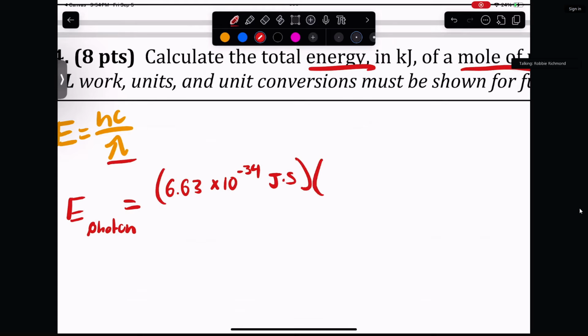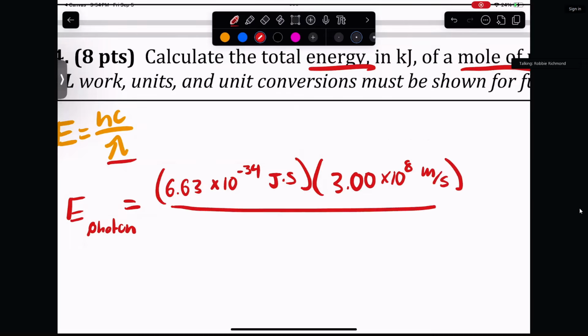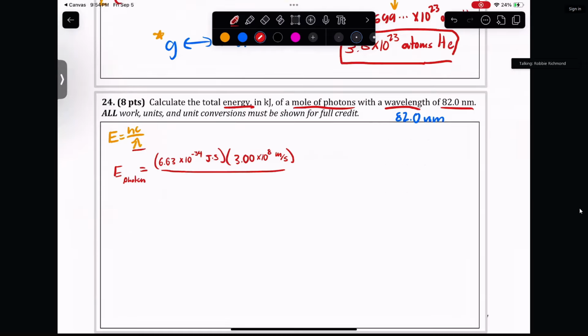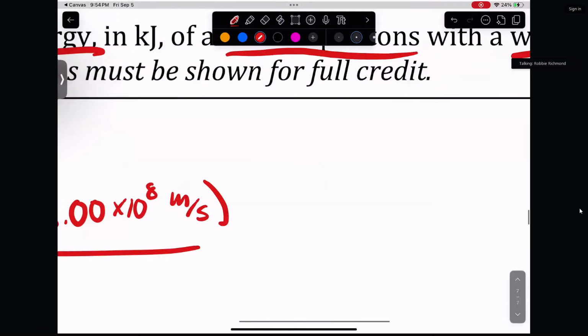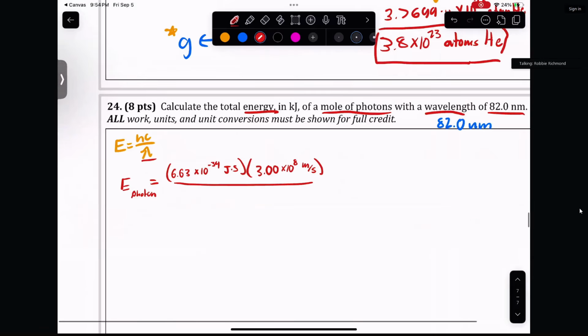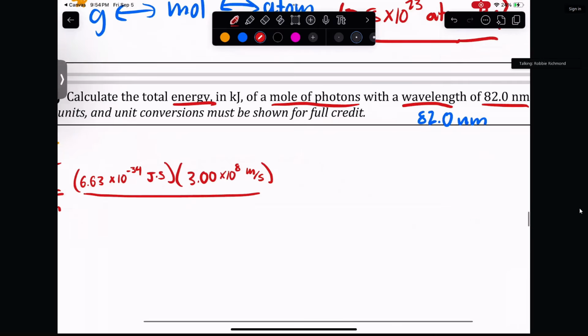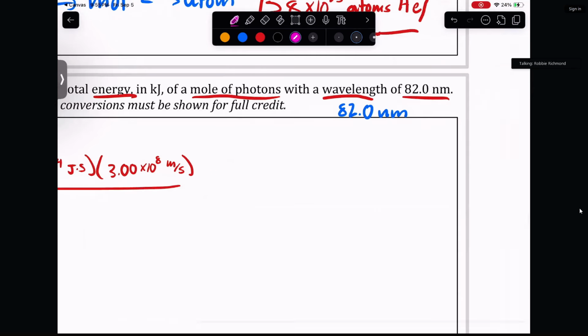Cool. Now we have the speed of light, 3.00 times 10 to the 8th meters per second, all over wavelength. Now, look at this: nanometers, meters. Convert this into meters, please, because if you just throw in 82 nanometers, the units will not cancel out correctly. So let's do that on the side.